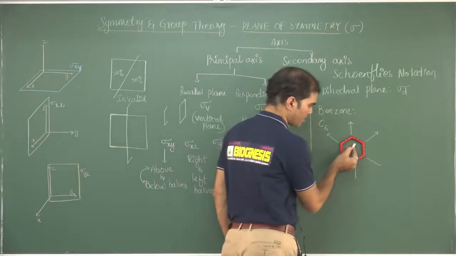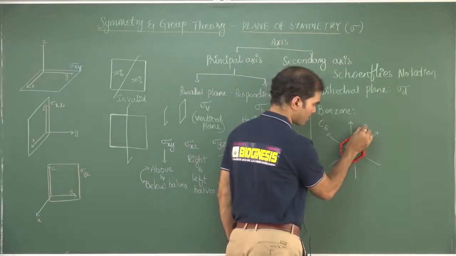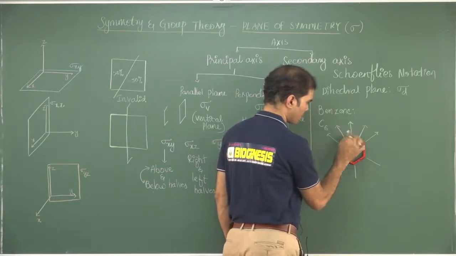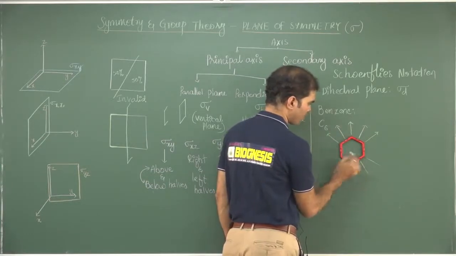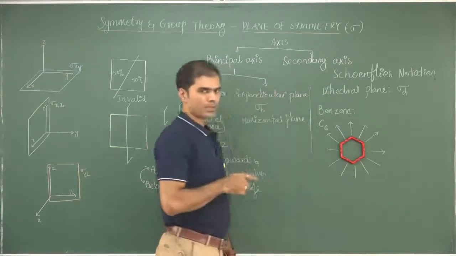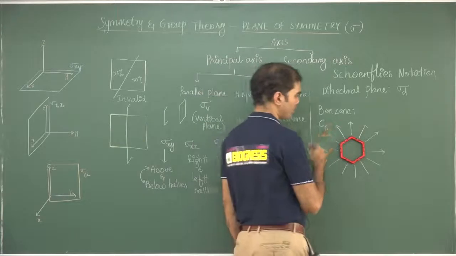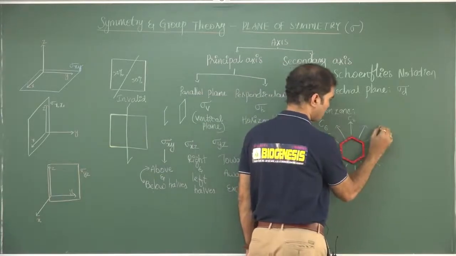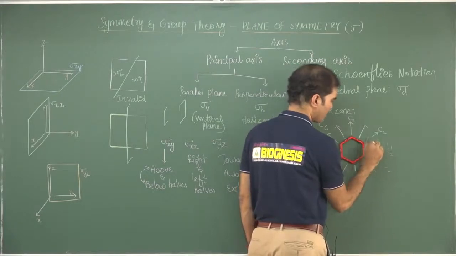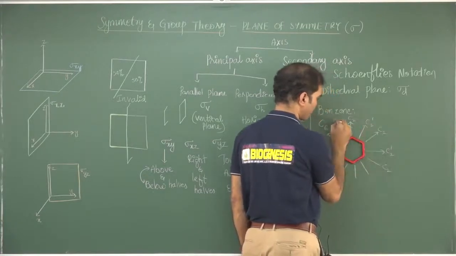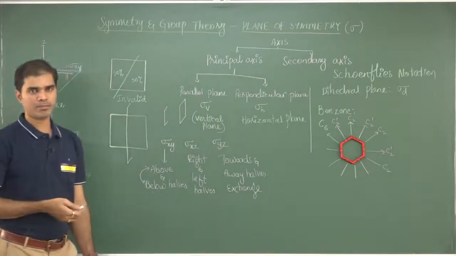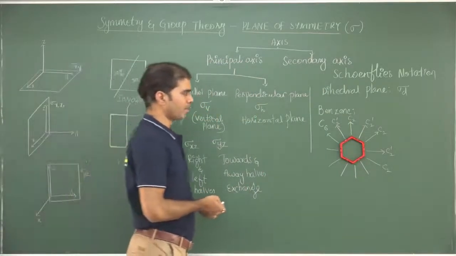Along with this, I can also pass a C2 through the opposite bonds. Opposite bonds and opposite bonds, that is also a C2. So for differentiation, I am putting this as C2 and the one which is passing through the bonds as C2 prime. C2 has a greater importance because it is passing through more atoms. C2 prime is only passing through the bonds.